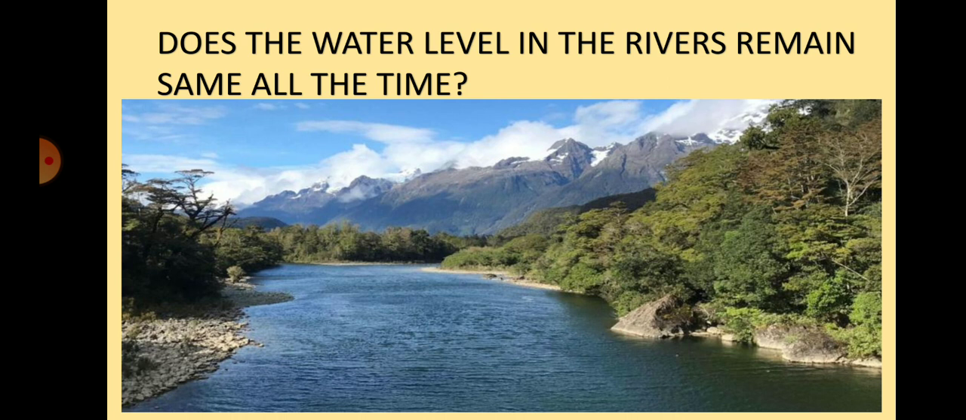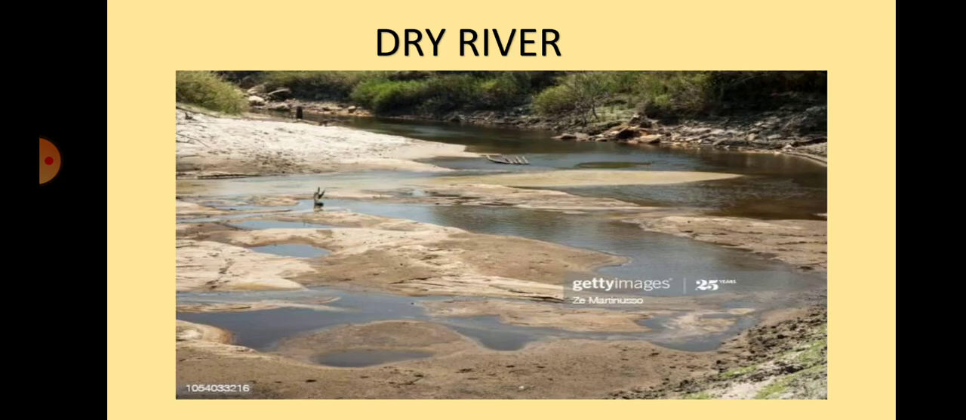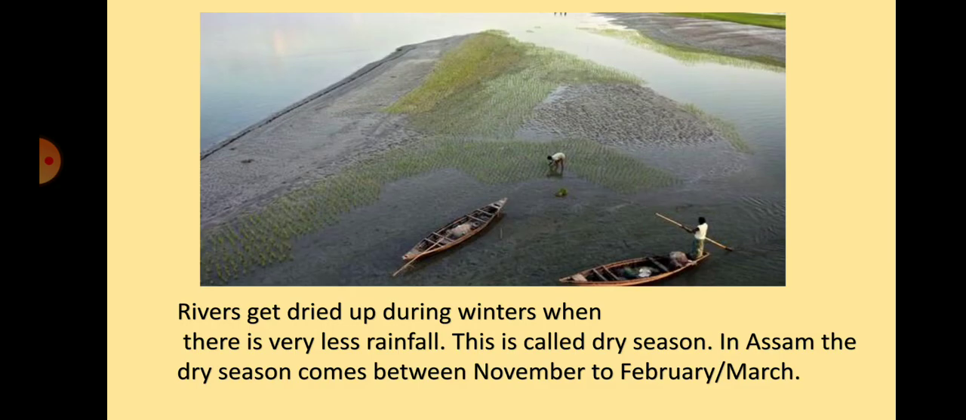Does the water level in the rivers remain same all the time? Let us find out. Look here. What can you see? Yes, this river is looking dry. Rivers get dried up during winters when there is very less rainfall. This is called dry season. In Assam, the dry season comes between November to February or March.